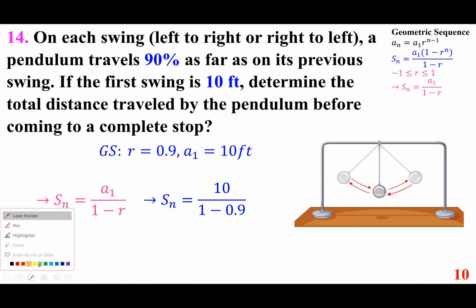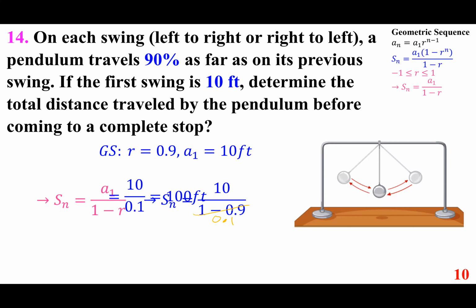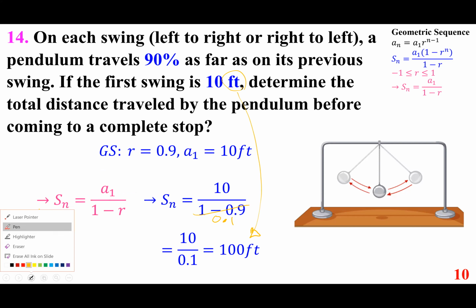As you can see, 10 divided by 0.1, which means 10 times 10 or 100 feet. You use the same unit. Whenever units are given in the case of applications, you must answer with proper units.